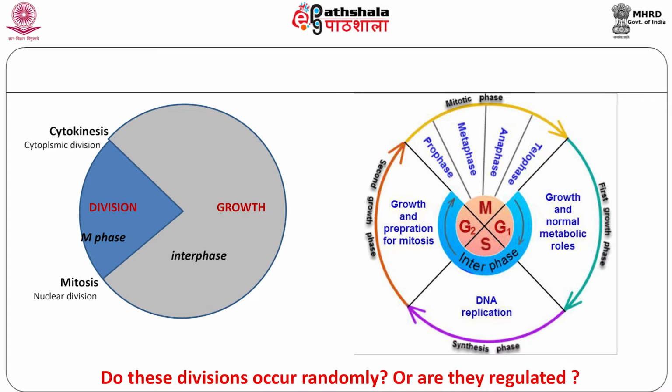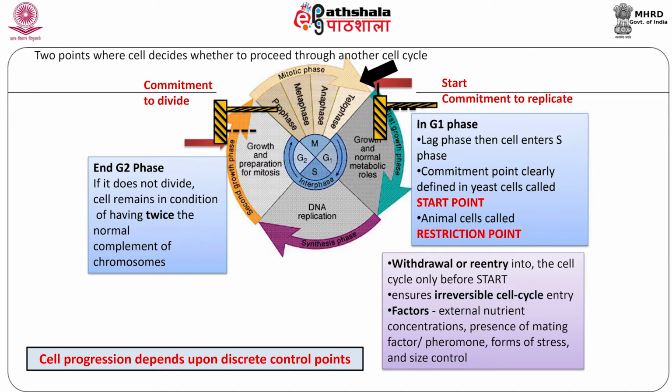Most eukaryotic cells follow a process of growth and division called the cell cycle. These events include a growth stage, mitosis, nuclear division, and cytokinesis, or division of the cytoplasm. Cell cycle progression depends on discrete control points. There are 2 points at which a decision may be taken on whether to proceed through another cell cycle. These checkpoints are like boom barriers on the road. Barriers are lifted only when necessary conditions are met and the cell is allowed to progress to the next stage of the cell cycle.